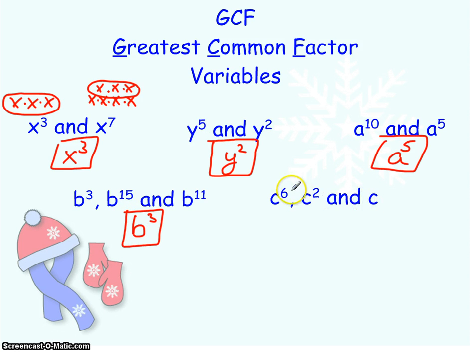And the last one, 6. This one doesn't have 6. This one has 2, so maybe 2 in common in all. This one doesn't have 2. How many's here? Well, if you don't see the exponent, remember it's a 1. So this one only has 1. So what they have in common is just 1c. And that's how your GCF works with variables. Pretty simple.